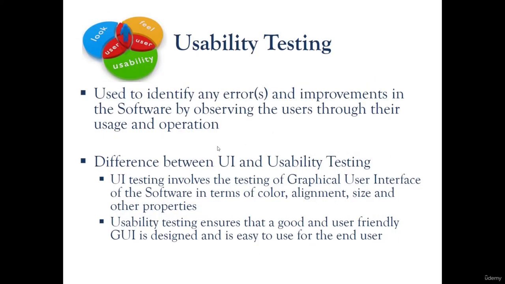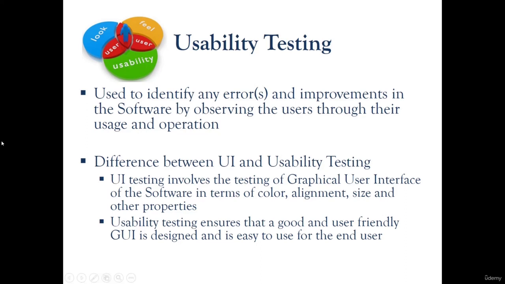Then let's talk about usability testing. It is used to identify any errors and improvements in the software through observation of users' usage and operation. The difference between UI and usability testing is that UI testing involves testing the graphical user interface of the system in terms of color, alignments, and other aspects. Usability testing ensures that a good and user-friendly GUI is designed and easy to use for the end user.